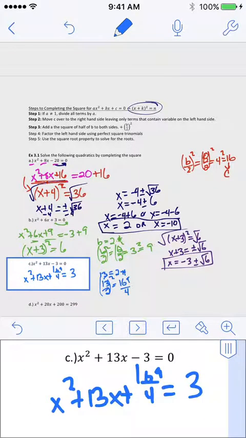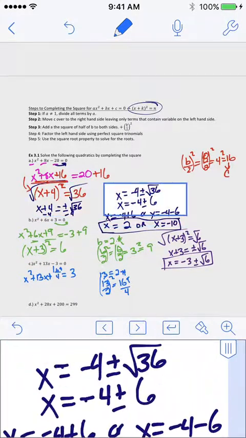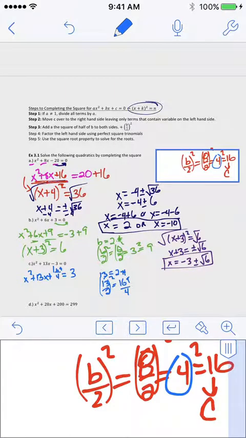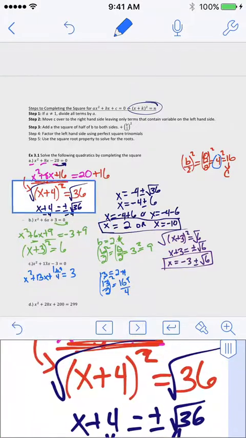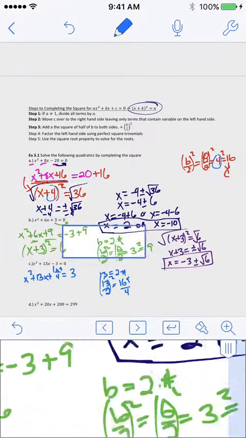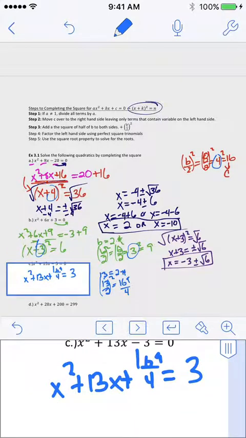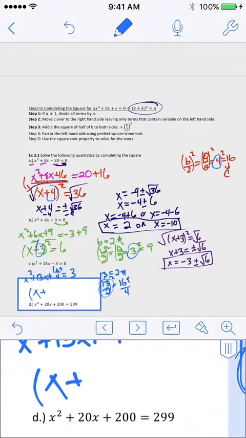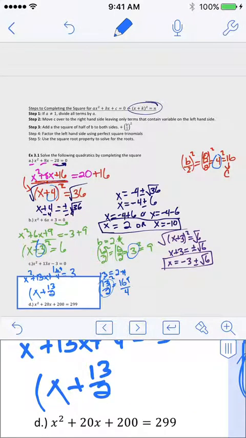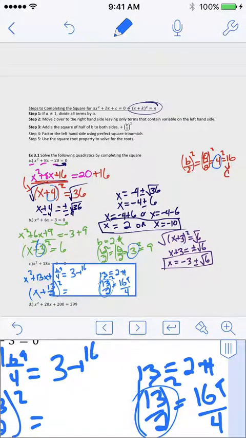Now that might be a little hard to factor by special case, maybe hard to see, but as we've seen in the last 4 problems, the number that I get after dividing by 2 ends up being the number in my factor. Same thing goes here. So this is just going to be x plus the number I got when I divided by 2, 13 over 2 squared is equal to, and then over here we had to add another 169 over 4. My apologies for leaving that off.